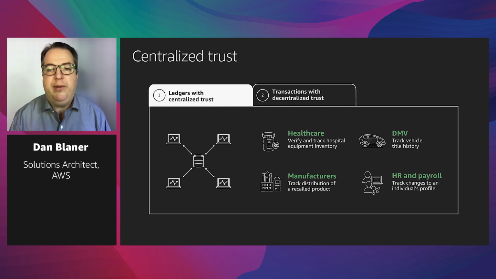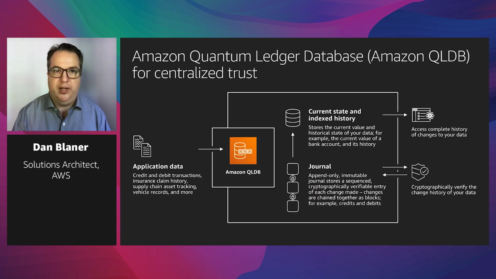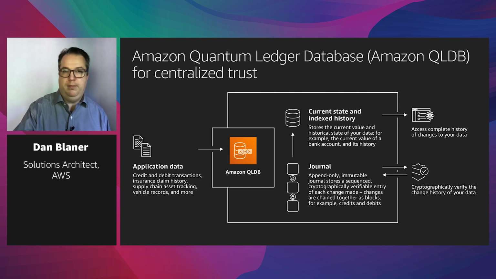For these customers, AWS created Amazon Quantum Ledger Database, or QLDB. QLDB is a first-of-its-kind, purpose-built ledger database. It is composed of two main components. First is the immutable journal, which is a cryptographically verifiable log of each transaction. The second is the current state and indexed history, which stores the current value and historical state of the data. When application data comes in, it gets logged to the journal first, and then it gets materialized into the tables and indexes.